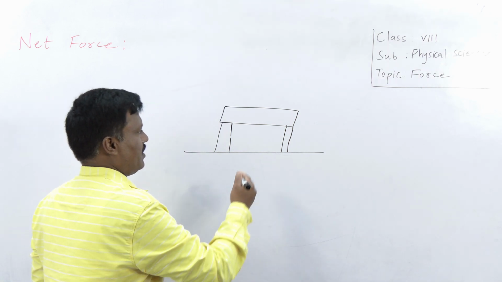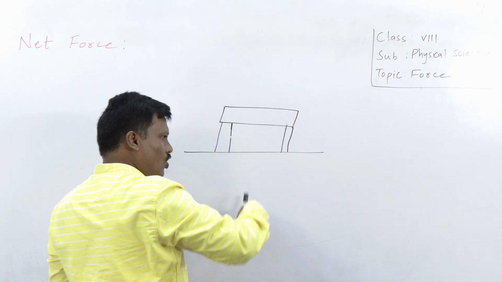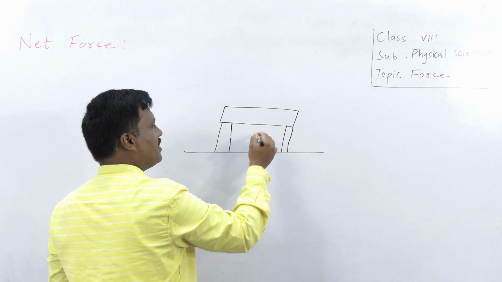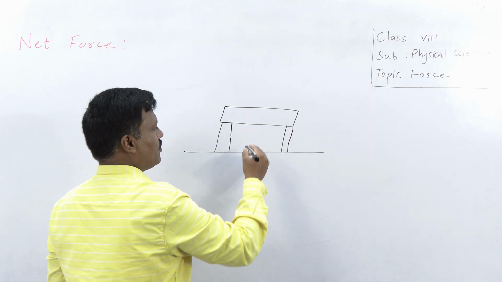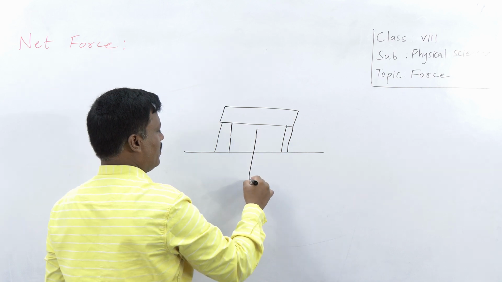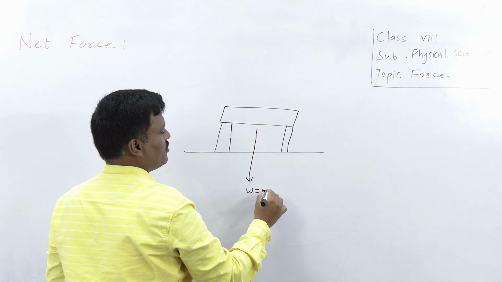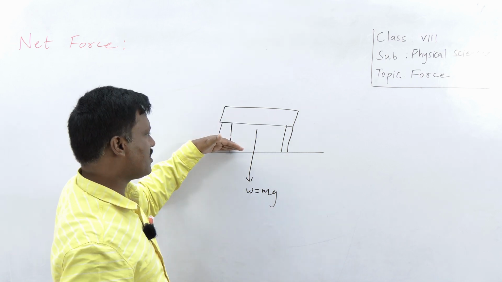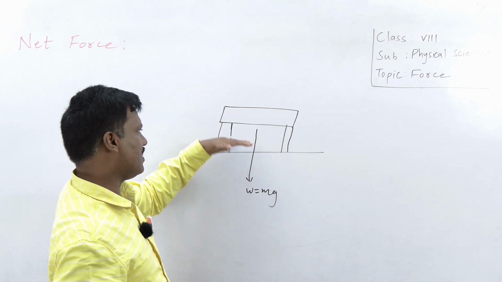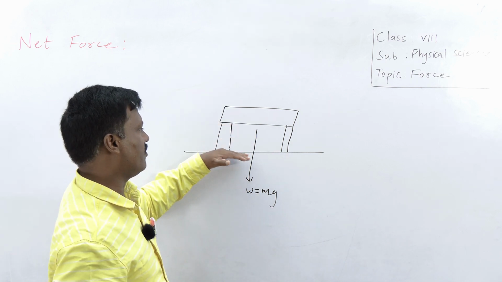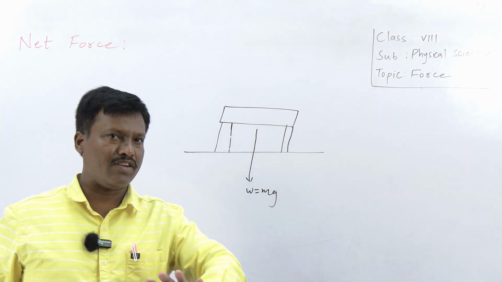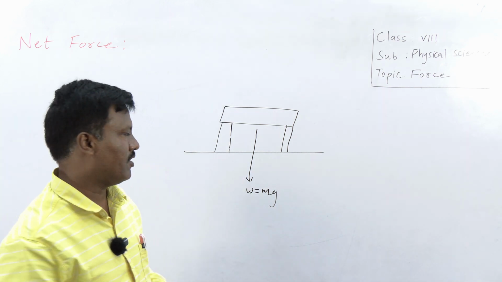Already we have discussed that this table is pulled by the earth. The earth exerts some force on this table, that is gravitational force, directed downward, W is equal to mg. And this table takes the support of the floor, that means the table is in contact with the floor. Whenever there is contact between two bodies, which force comes into play? As we discussed in the previous video, normal force.